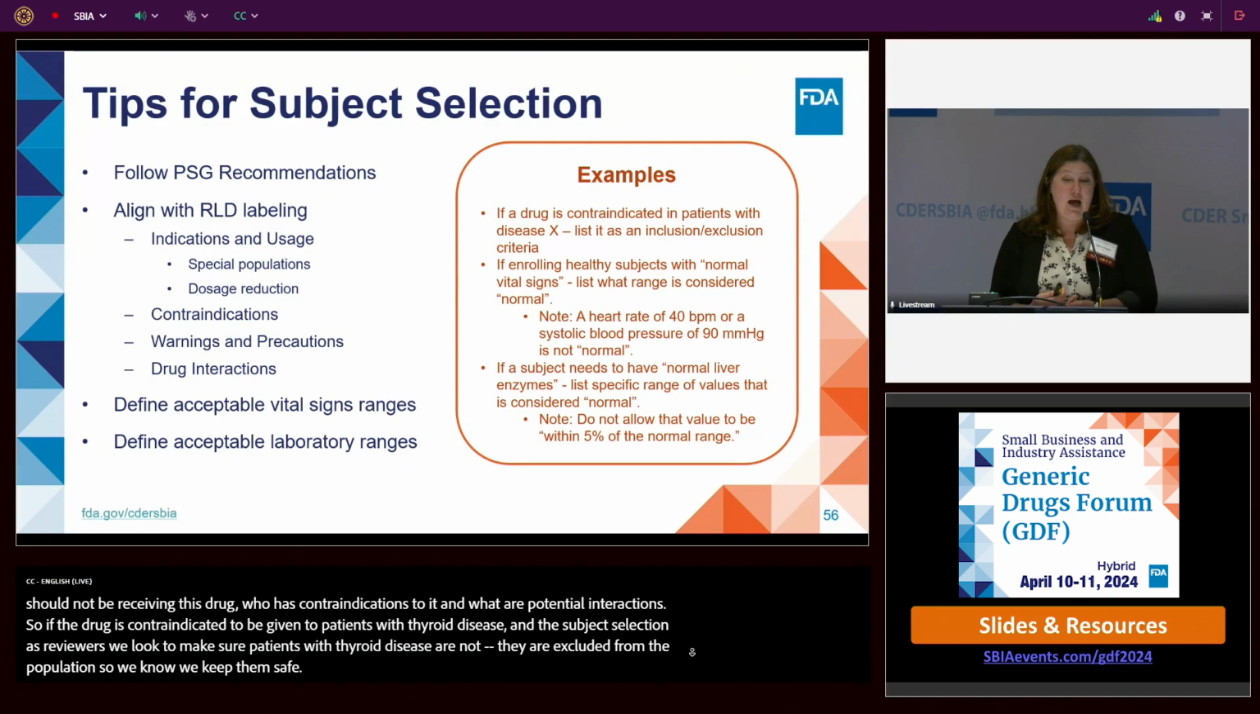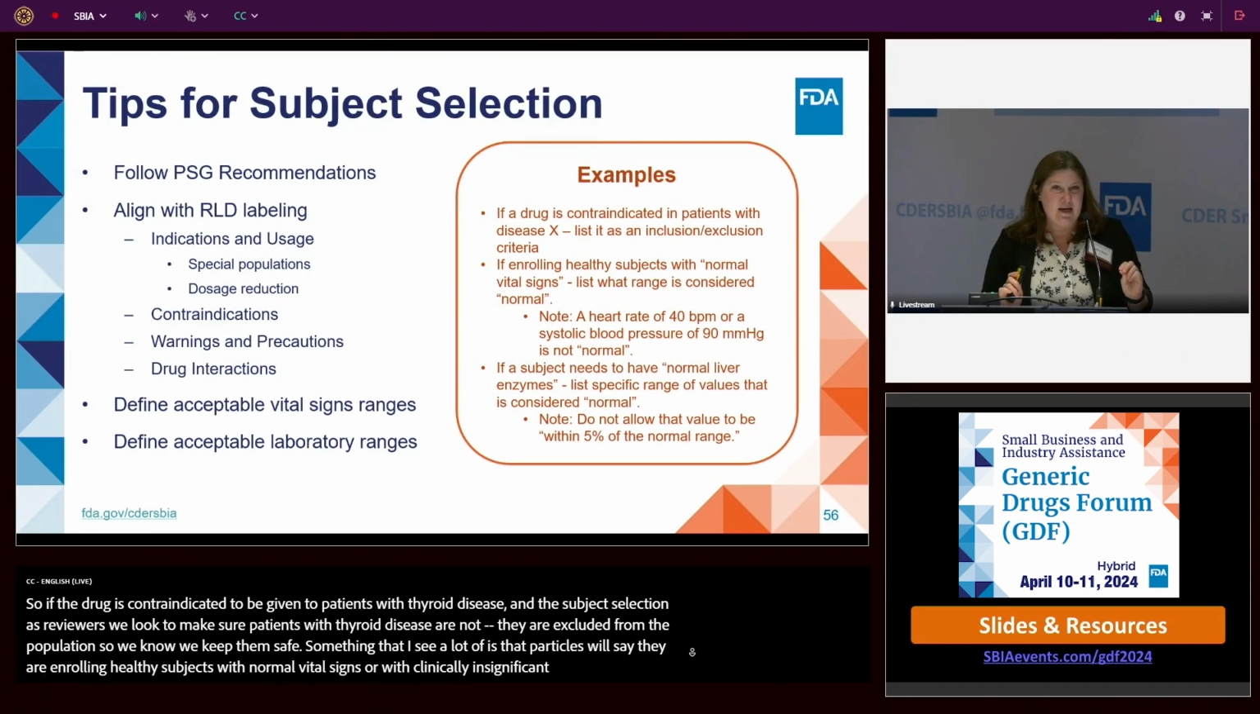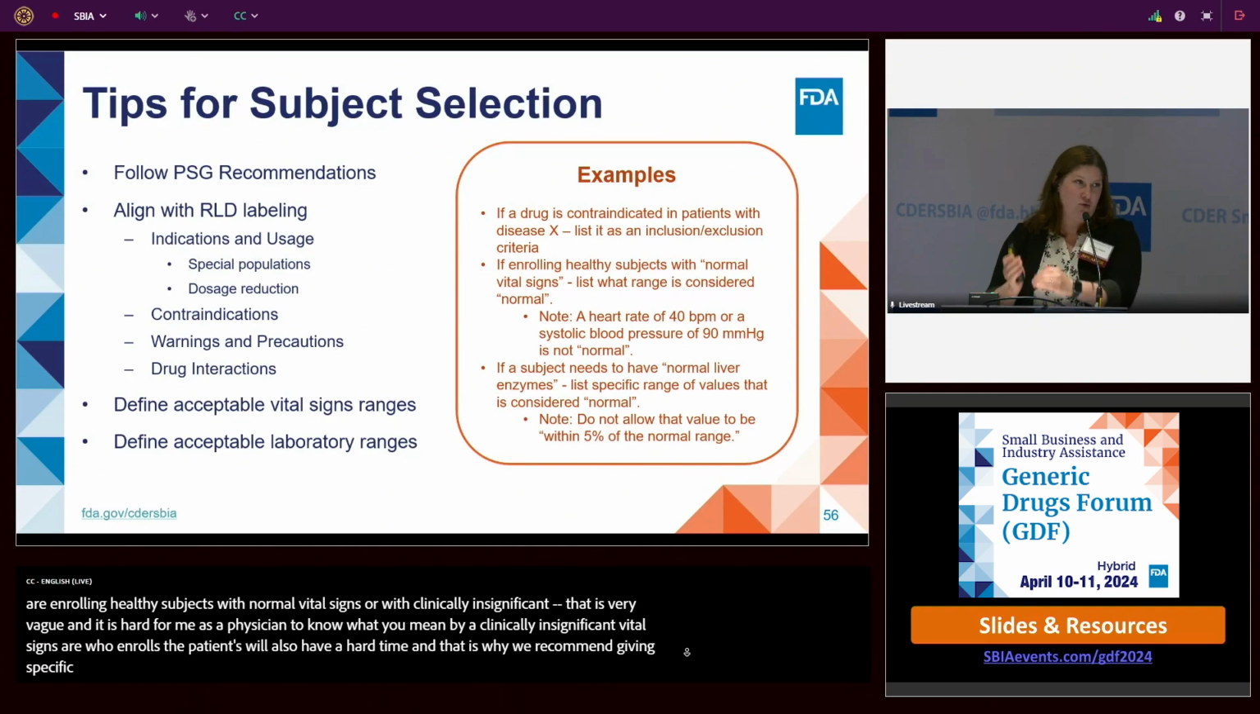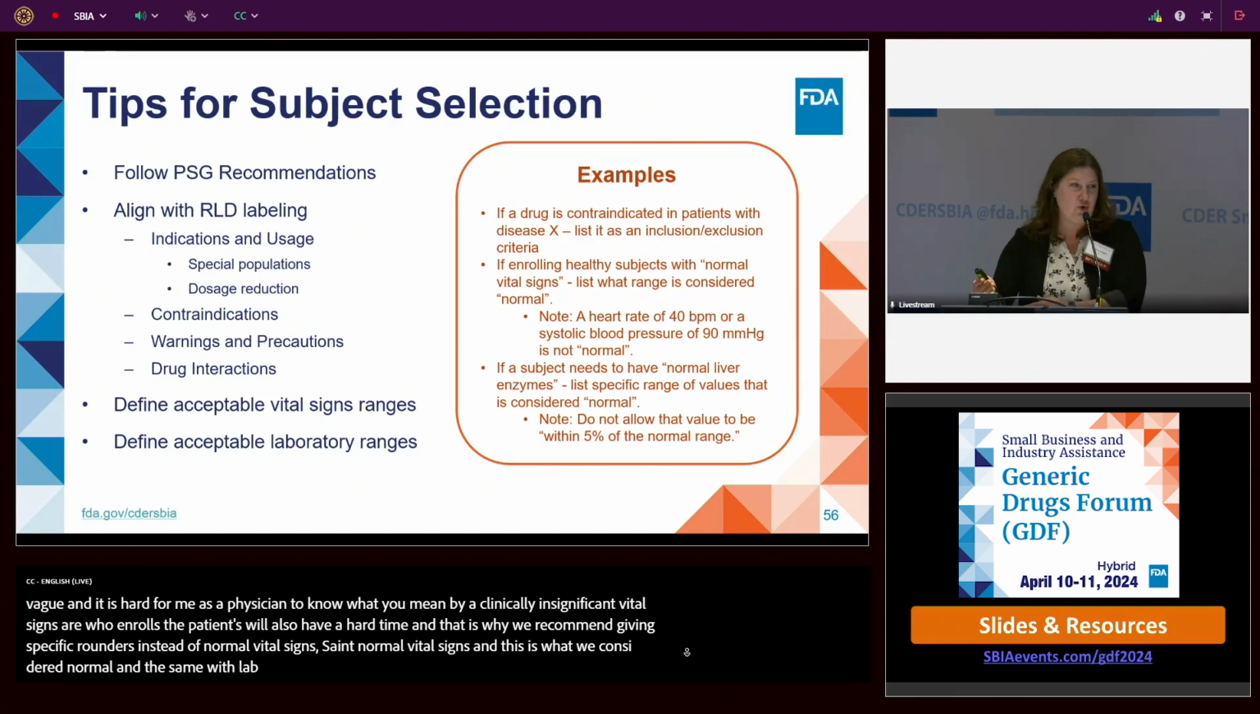Something that I see a lot is that protocols will say that they are enrolling healthy subjects with normal vital signs or with clinically insignificant findings. That is very vague. It is hard for me as a physician to know what you mean by a clinically insignificant vital sign. And so whoever is enrolling your patients is going to have a hard time too. So that's why we really recommend giving specific parameters. Instead of just saying normal vital signs, say normal vital signs, and this is what we consider normal. And the same with lab values. With normal laboratory values, okay, just give us your normal laboratory values so we know what you're talking about.